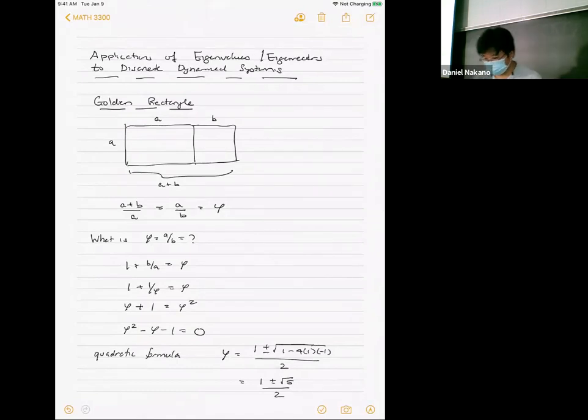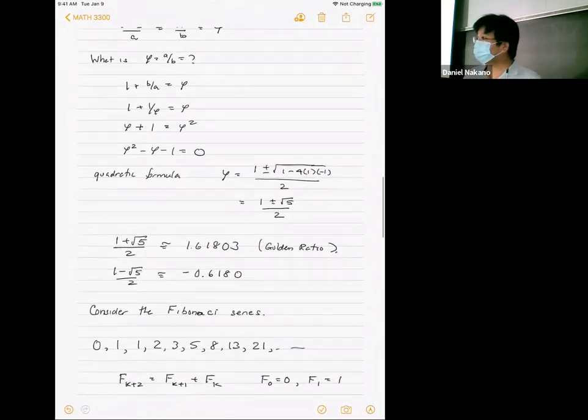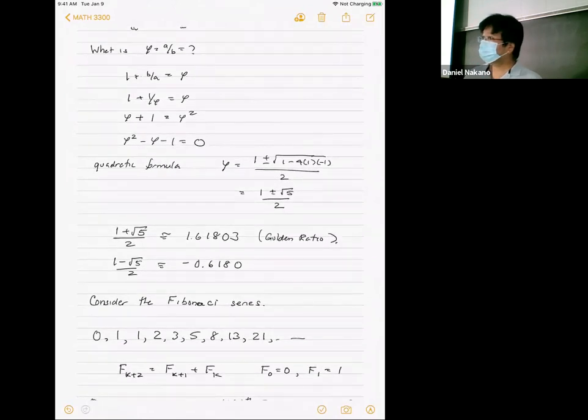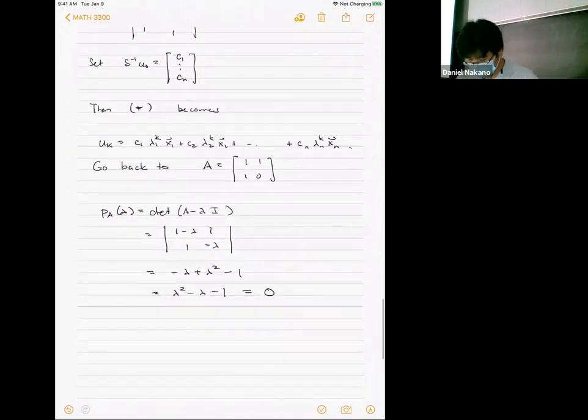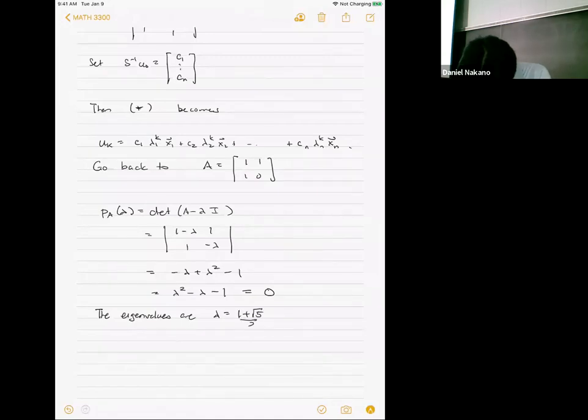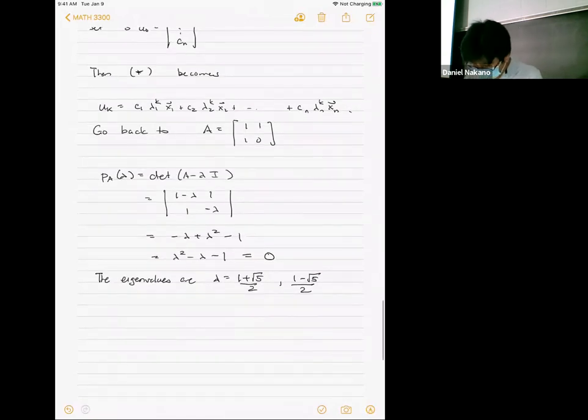Yeah, okay. So we've already figured out what the eigenvalues are. They're the golden ratio and then its conjugate, okay? It's pretty amazing. So here's where the golden ratio comes up. The eigenvalues are lambda equals 1 plus the square root of 5 over 2 and 1 minus the square root of 5 over 2. Okay, so let's label these lambda 1 and lambda 2.